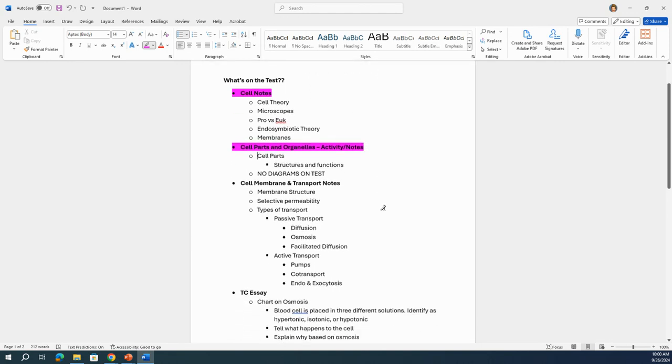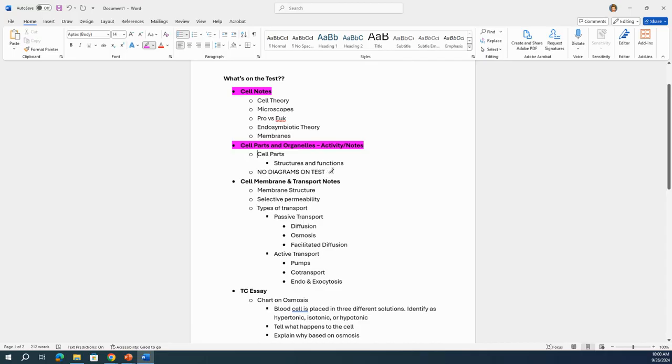Now the second set of notes was actually not a PowerPoint, it was the activity that you did. So you had a packet about cell parts and organelles. I will tell you that there are no diagrams on the test, so you won't have to identify them by pictures, but you will have questions about the cell parts and their functions and their structures. Essentially that big chart that you filled out with the matching activity. And there could be some questions about the endomembrane system or anything that was on there. So just make sure you look over that set of notes or that activity as well.